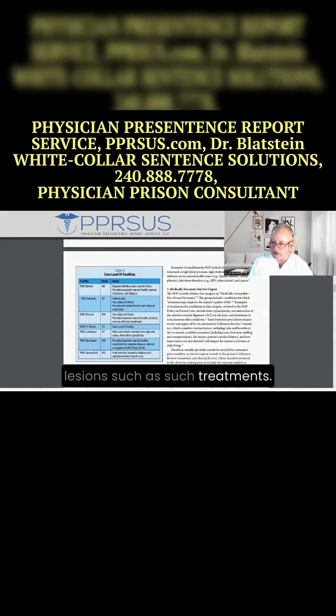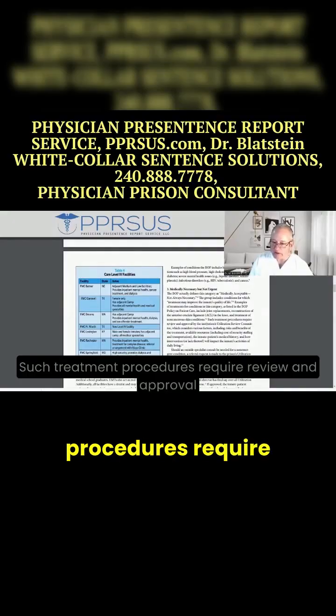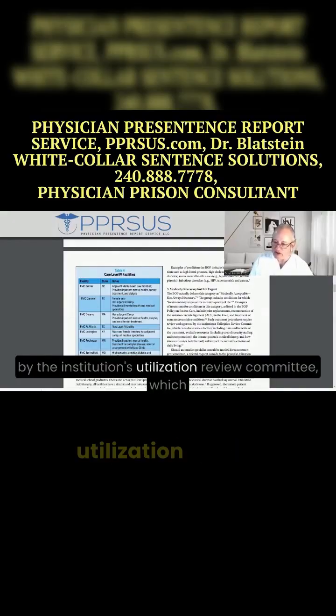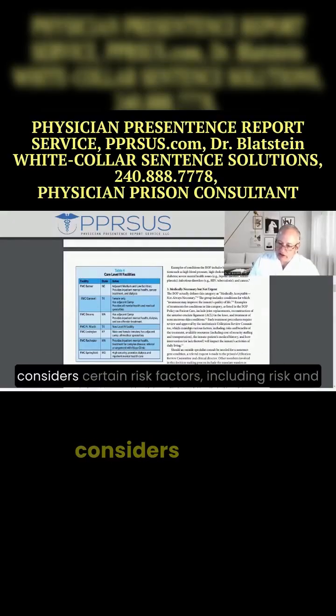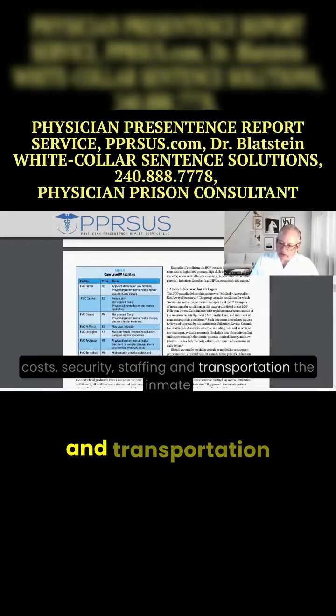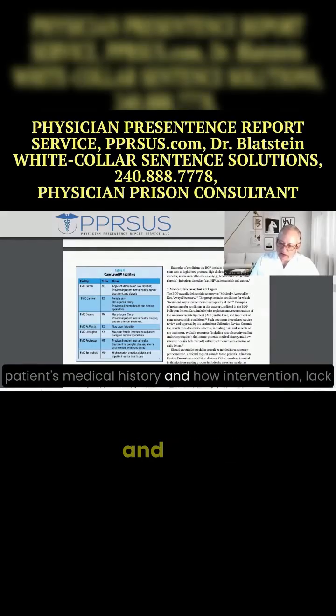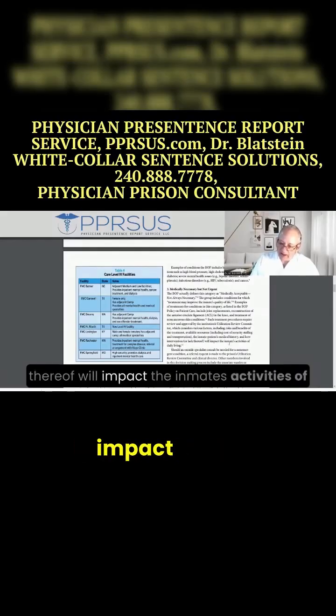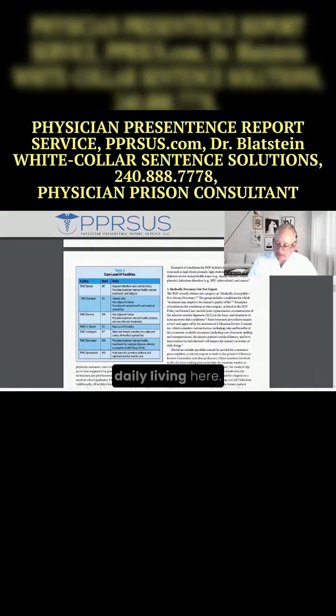Such treatment procedures require review and approval by the institution's utilization review committee, which considers certain risk factors, including risk and benefits of the treatment available, resources, including costs, security, staffing, and transportation, the inmate patient's medical history, and how intervention, or lack thereof, will impact the inmate's activities of daily living.